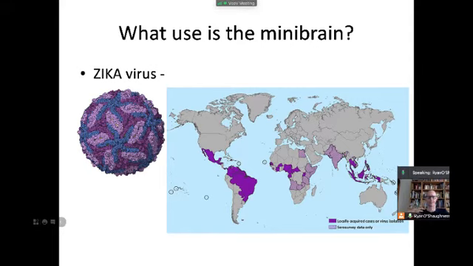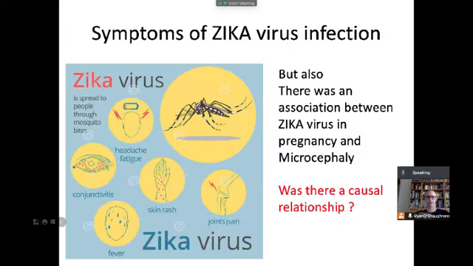How can we use this in human disease? And this is not the virus we're all worried about right now, but a few years ago the Zika virus was endemic in Brazil and was causing, or seemed to be associated with, microcephaly. So here are the symptoms of the Zika virus infection. It's spread through mosquito bites, and the major symptoms were a headache, conjunctivitis, that's having bloodshot eyes, skin rash, there was joint pain, and a fever.